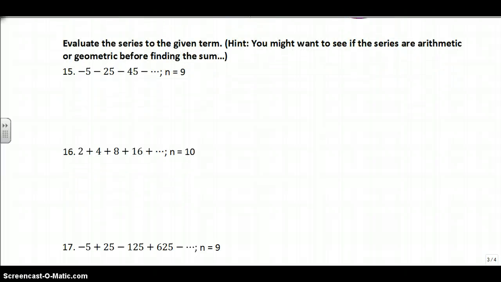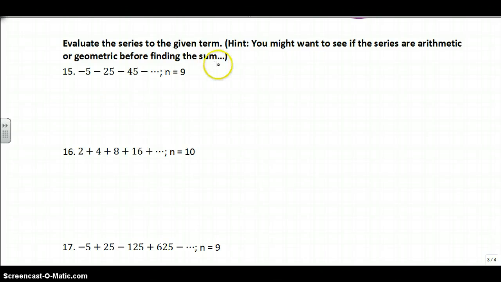Find the value of the series to the given terms. Basically, add them up. Find the series, okay? We're going to need to follow the hint here, see if they're arithmetic or geometric first. Okay, so taking a look at negative 5, minus 25, minus 45, I notice we seem to be subtracting 20 every time, right? So this is arithmetic. That might help us out here.